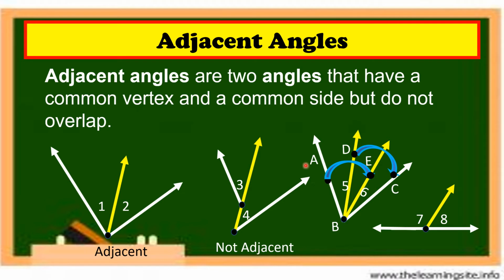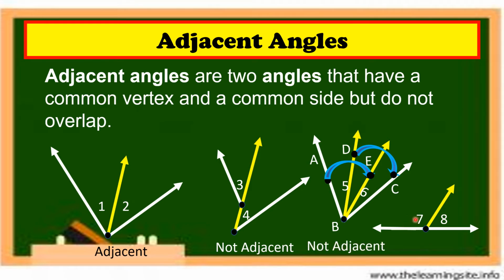So we have angle ABE and angle DBC. Angle ABE, which is represented by angle 5, and angle DBC, which is represented as angle 6, are overlapping angles. Therefore, the two angles are not adjacent.